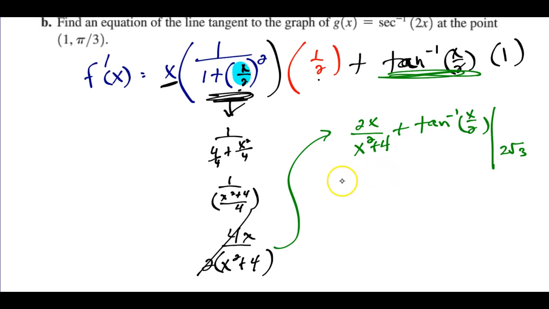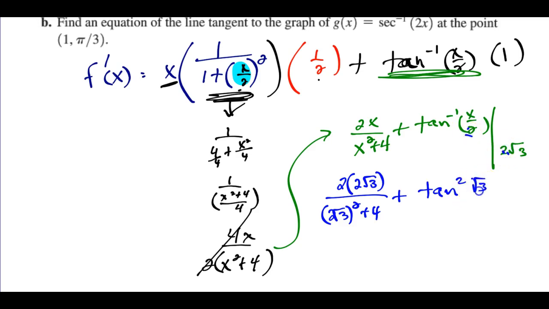So let's try and take 2 times 2 square roots of 3 divided by 2 square roots of 3 squared plus 4, plus the tangent inverse. Looks like the 2's are just going to cancel, so I just got the square root of 3. And I know the tangent, I wrote squared, it should have been inverse. I know the tangent inverse of the square root of 3 because I had just memorized that on the previous slide, and that has to do with pi over 3.